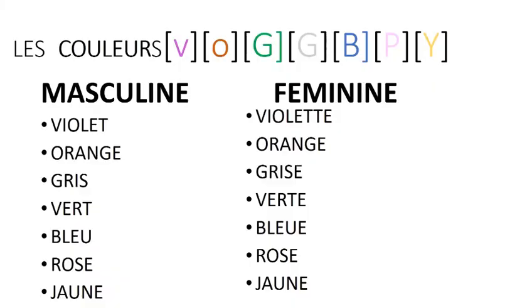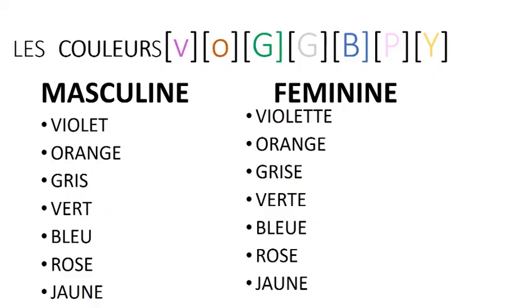Violet, violet. Orange, orange, orange color. Gris, gris, gray. Vert, vert, green. Bleu, bleu, blue. Rose, rose, pink. Jaune, jaune, yellow.